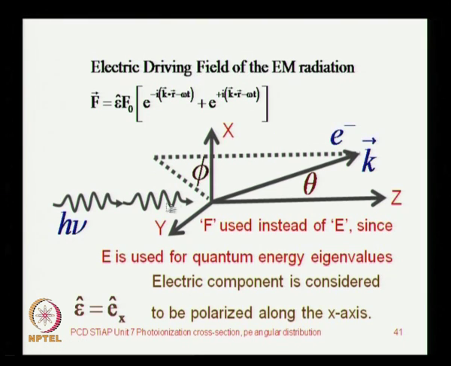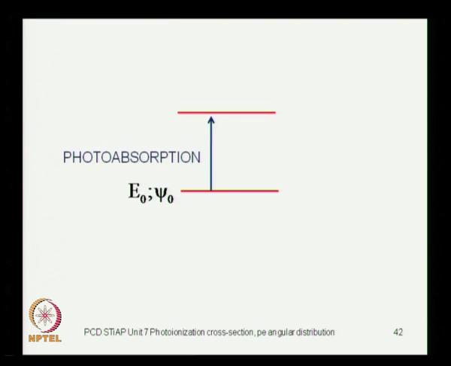So, we consider again, for the sake of our initial consideration, that the electric component of the electromagnetic field is polarized along the x axis. So this unit vector E is the same as the unit vector along the x axis, which is Ex. Okay. So this is our geometry with reference to which we will develop the basic formulation. Subsequently, we can extend this treatment to unpolarized light or any other state of polarization.